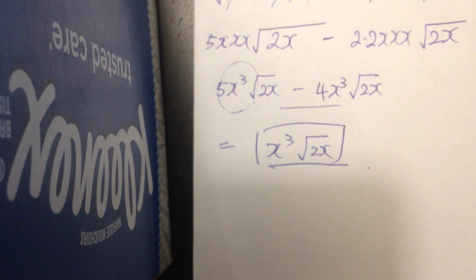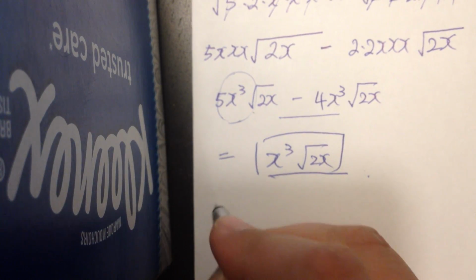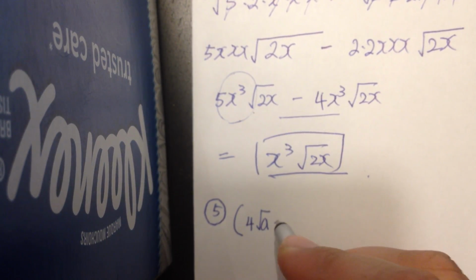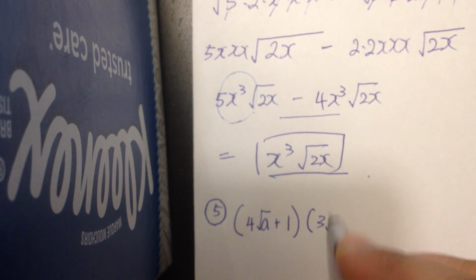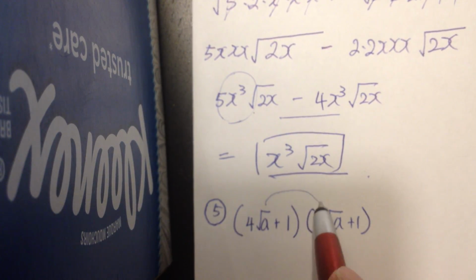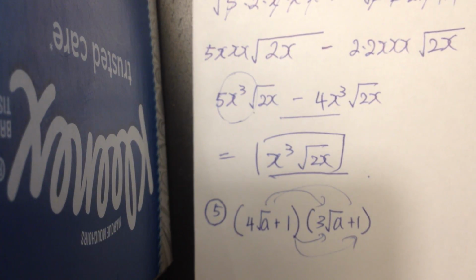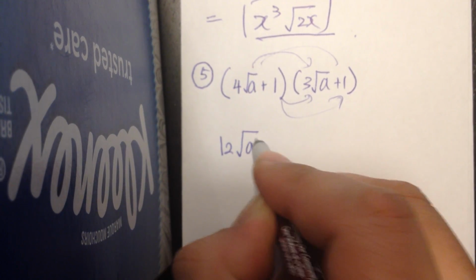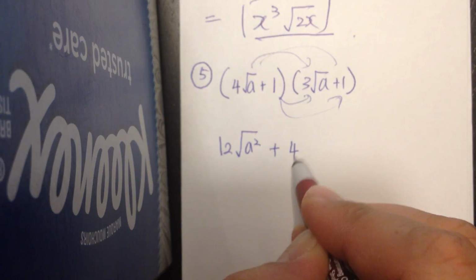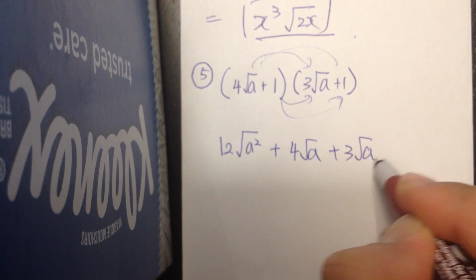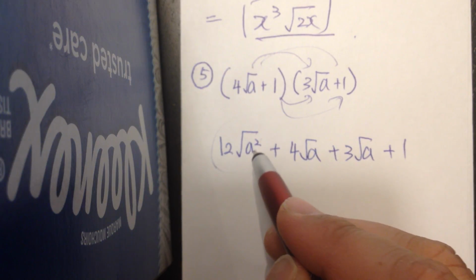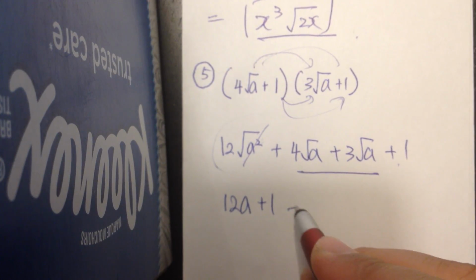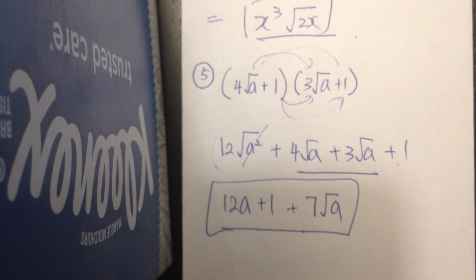Numbers. I'm going to do number 5. Okay. 4 radical a plus 1, 3 radical a plus 1. So you know the FOIL basically. Okay, so here will be 12a squared, as you could see, plus 4 radical a, 3 radical a plus 1. Now obviously because of the square, a has square, it's coming out: 12a plus 1, 7 radical a. That's the answer.